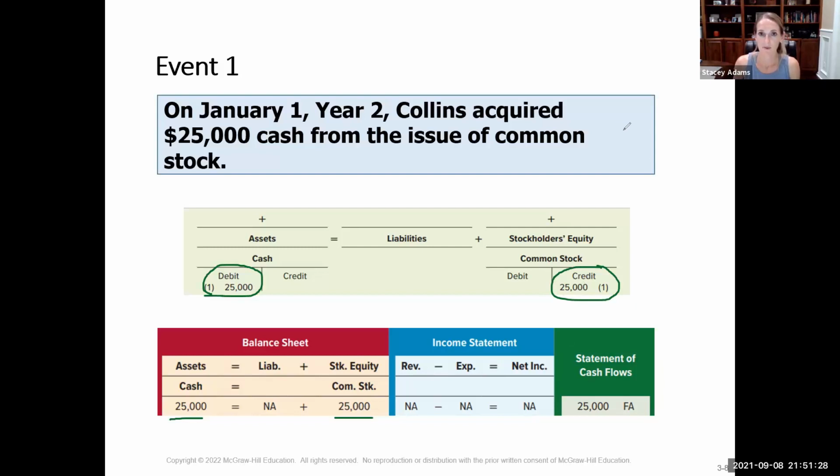Let's see if you guys can try the next few transactions on your own, and we'll check back and see how you're doing.